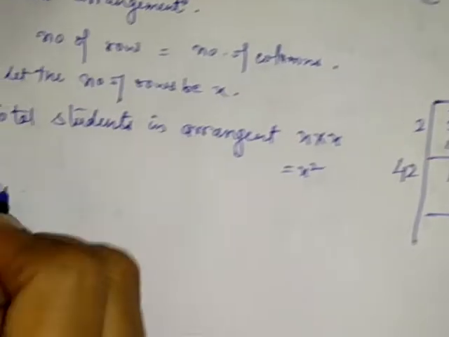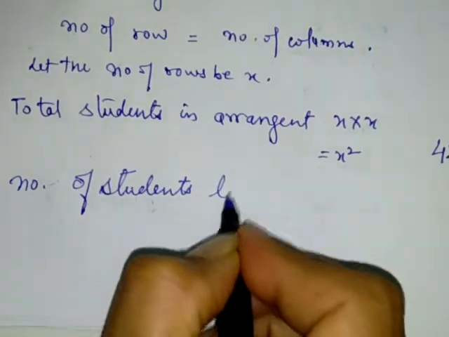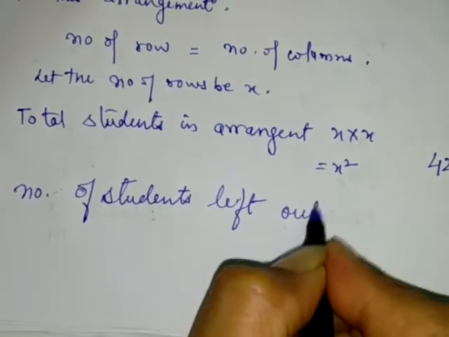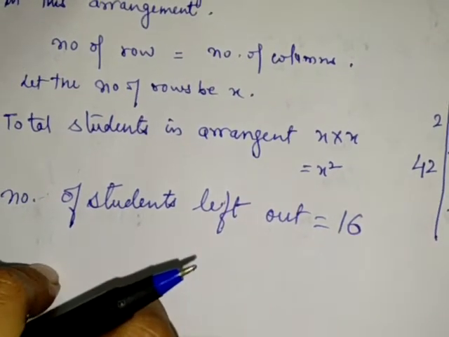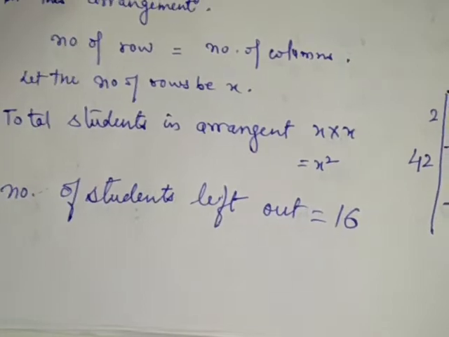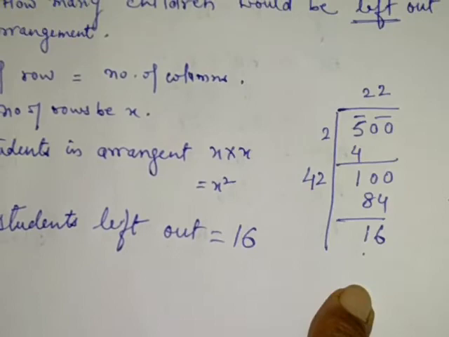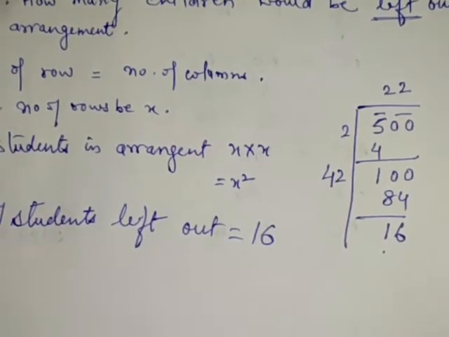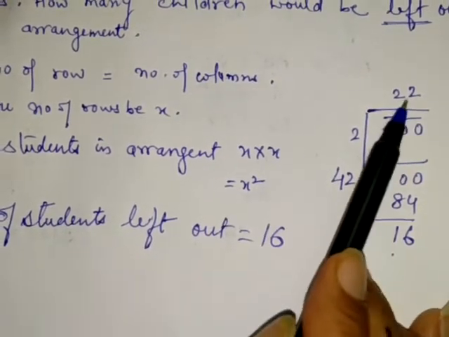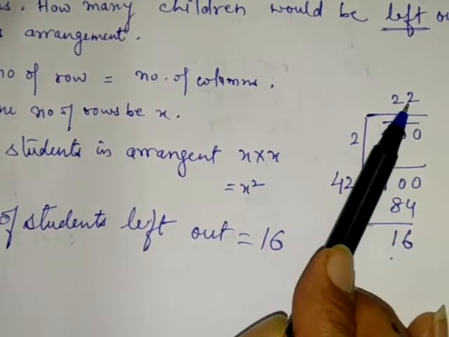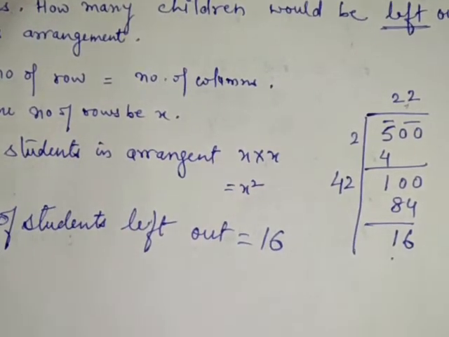So number of students left out is equal to 16. And how many students are there in the arrangement, if it is asked? So it is going to be 500 minus 16. That is the answer. And in case it is asked how many rows are there in the arrangement, how many rows means x की value, और x की value आई है आपके पास 22. There are 22 rows and in one row there are 22 students. So whatever is asked, give answer accordingly.